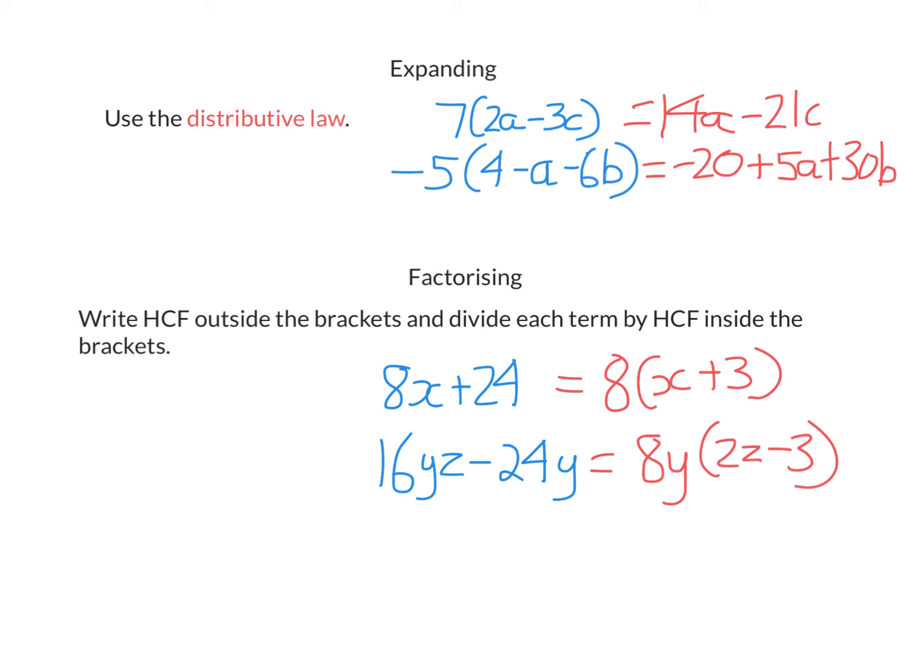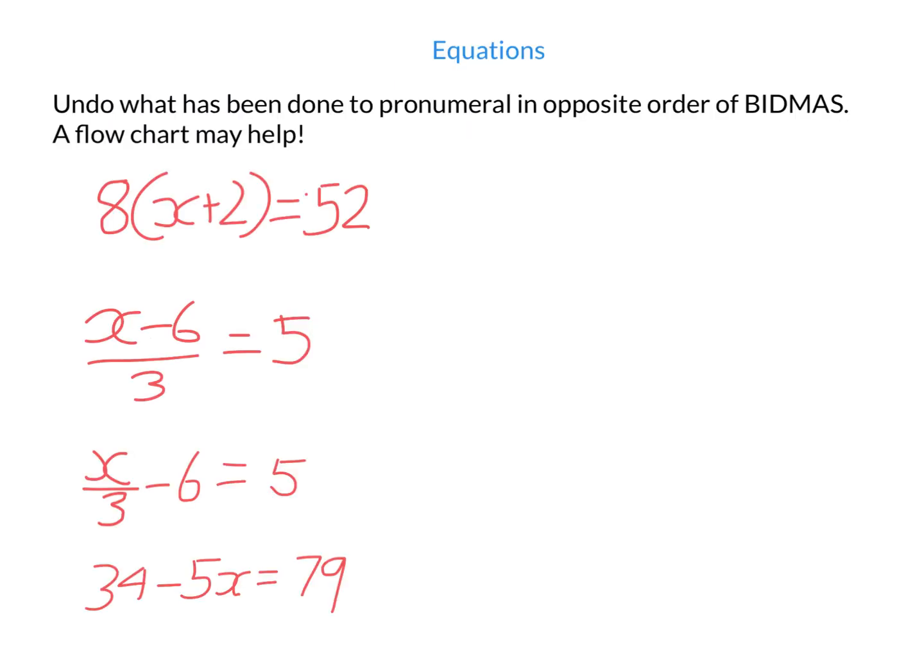All right, let's look at our final topic in this video, which is equations. Equations can be identified by the equal sign. What we need to be able to do is solve equations, that is, come up with a number we can substitute for the pronumeral that makes a true statement. A lot of you will be able to come up with this off the top of your head, but we need to have a process for the times when you can't do that.